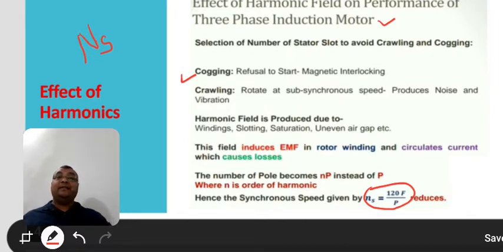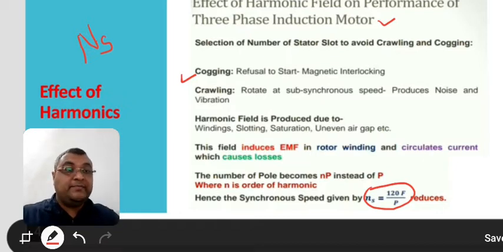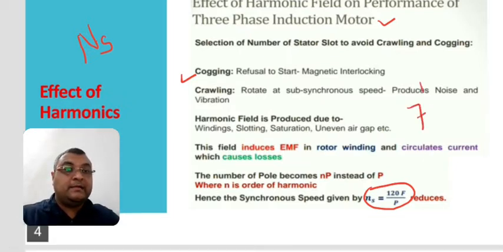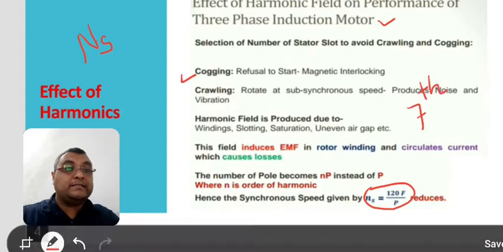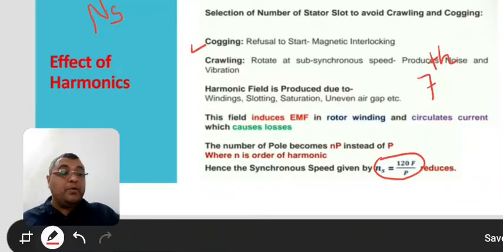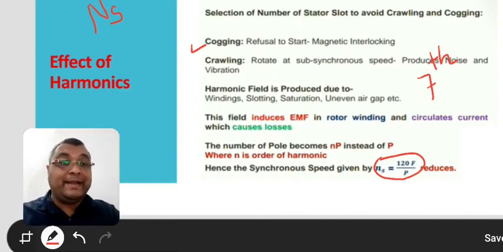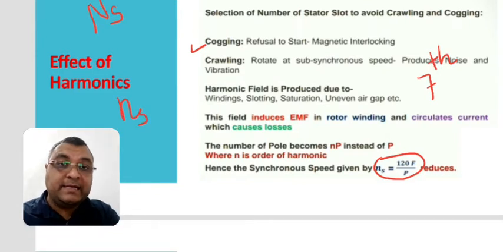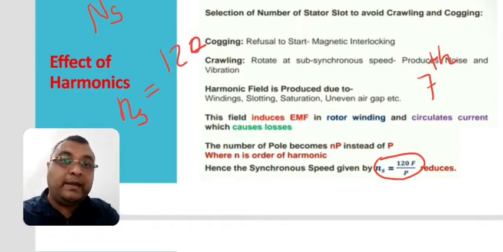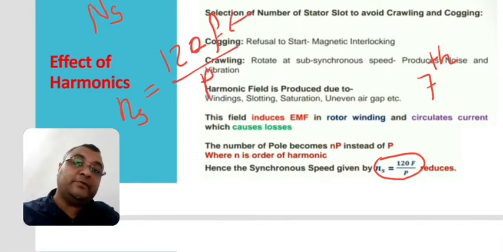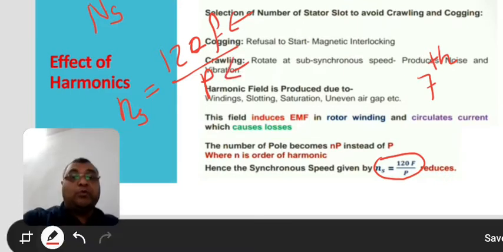If the seventh harmonic is present over here, as we discussed right now, that is the equation, write down for the synchronous speed, that is ns is equal to 120 f by p. F stands for the frequency, and p stands for the number of poles you can consider over here.